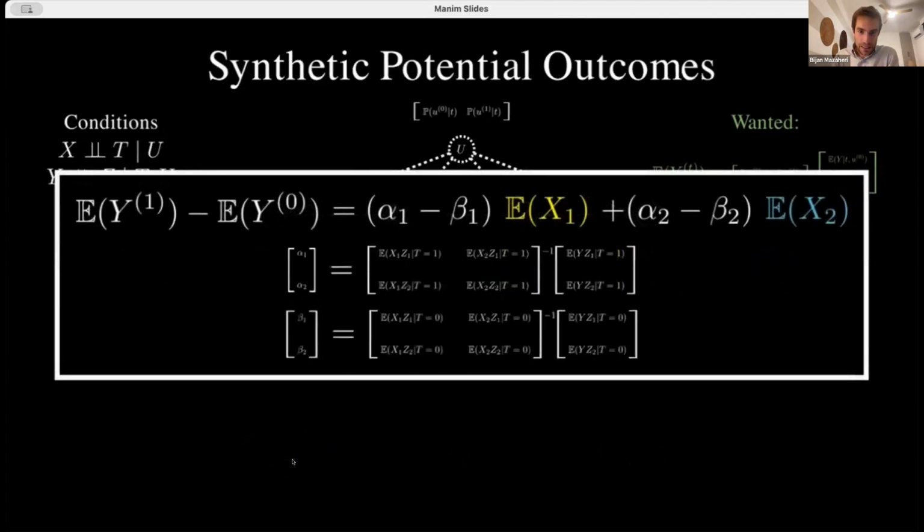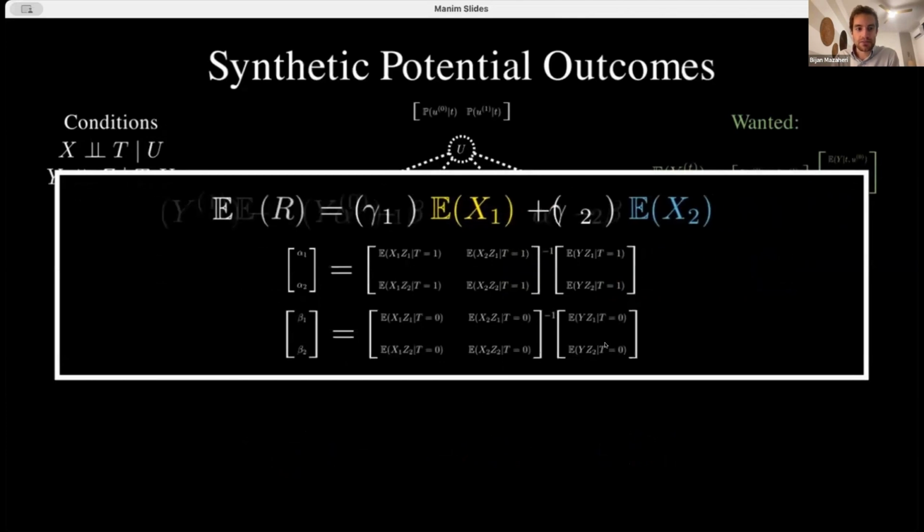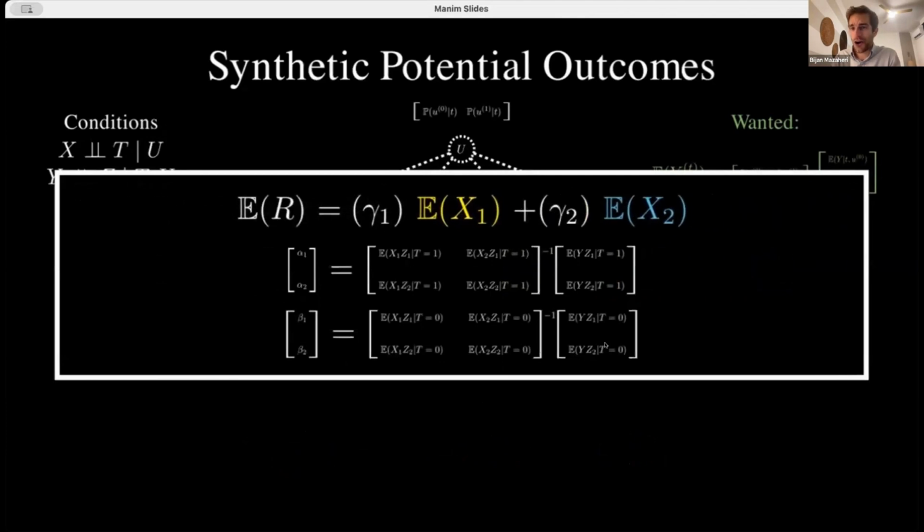So this is the procedure. We do this for both. We get alphas for the T equals 1 case. We get betas for the T equals 0 case, and then we just look at their difference. And I'm going to simplify this as expectation of R. R is going to be the difference between the potential outcomes, like the response. And I'm going to put gammas as the difference between the alphas and the betas.